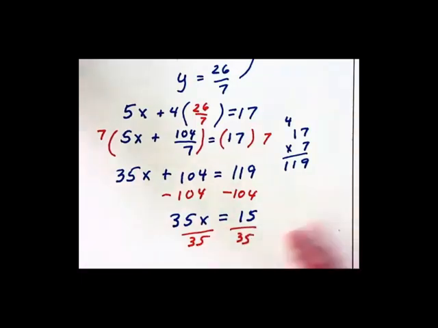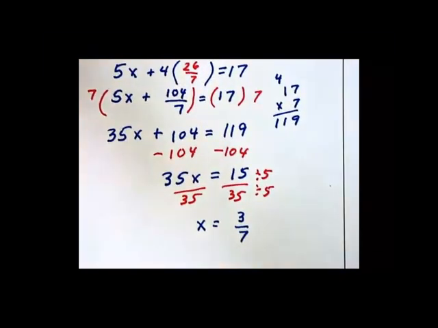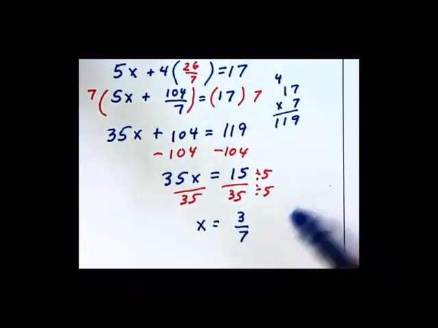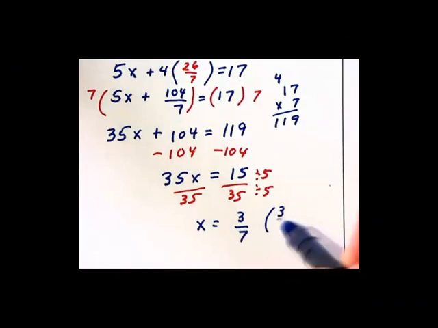And we notice on the right here that the 15 and 35 each end in 5. So I'm going to divide that fraction by 5 over 5 in order to reduce it to get x equals 3 sevenths. So our solution to this problem is the 3 sevenths we have, comma, the 26 sevenths that we found up above for y.